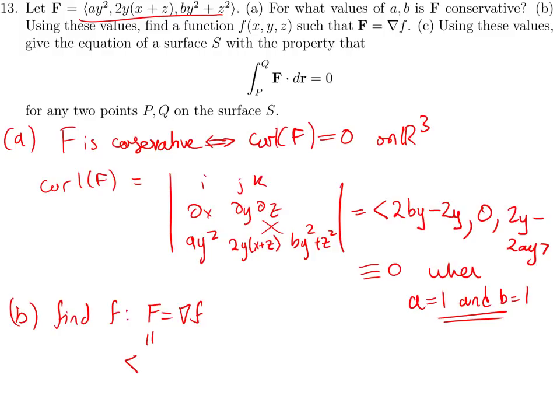The vector field is y squared, 2yx plus cz, and y squared plus c squared. And if this thing is equal to the gradient of f, then we actually get three equations. The first component of the vector field is fx, the second component is fy, the third component is fz. We get these three equations. So let's write down these three equations.